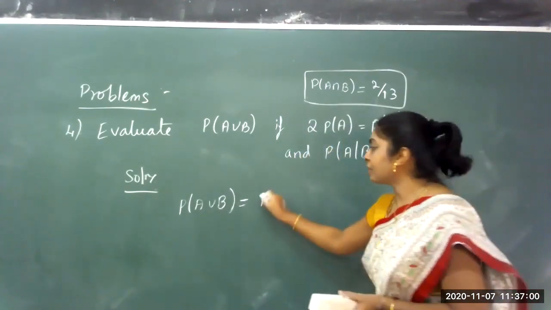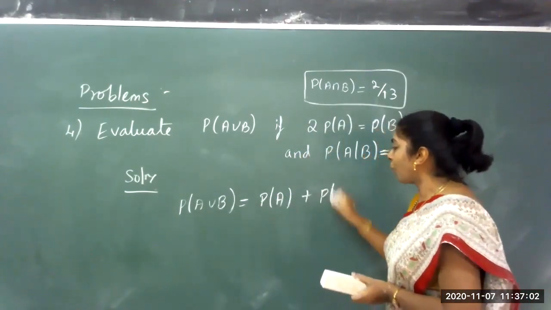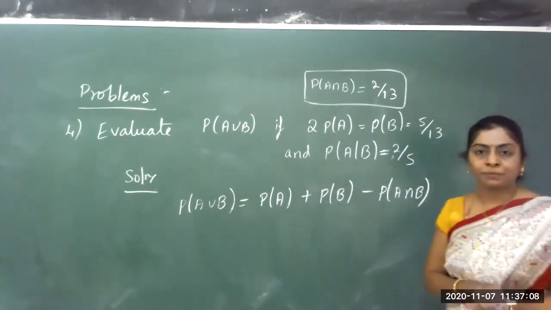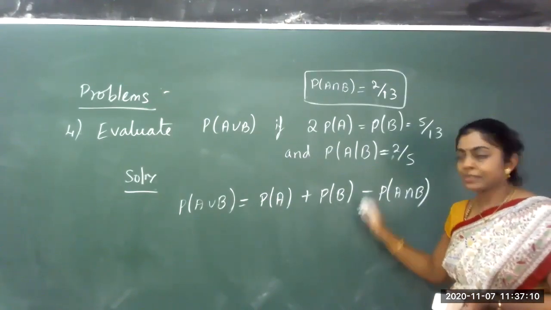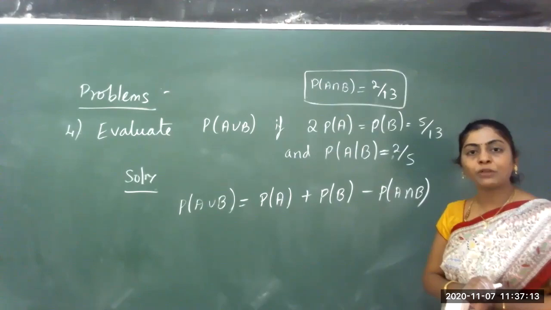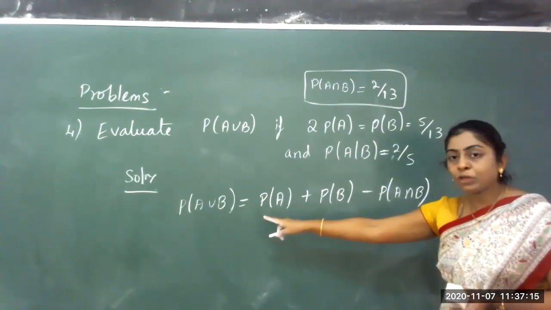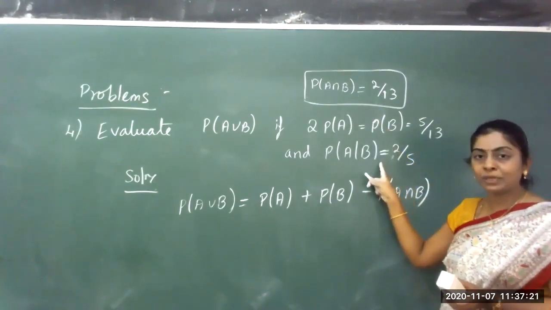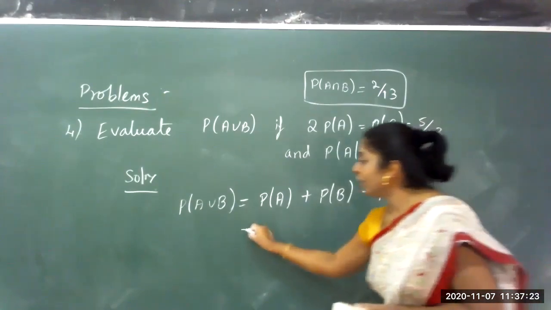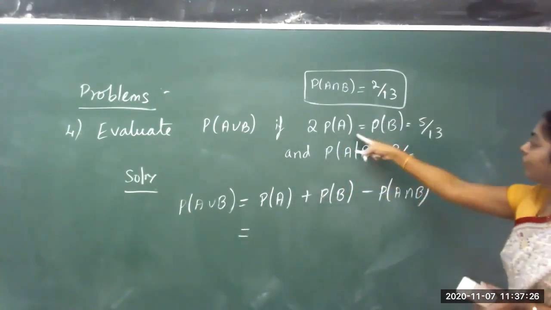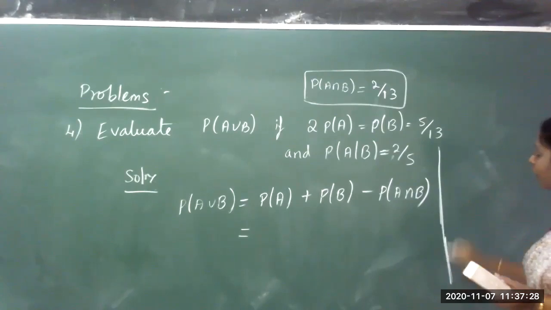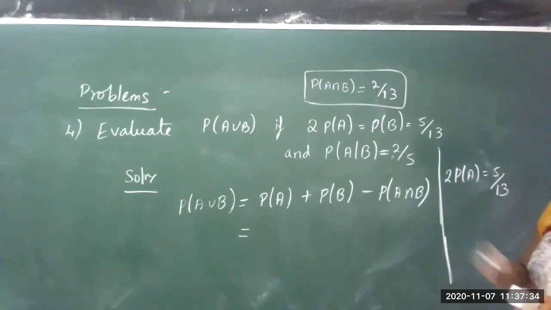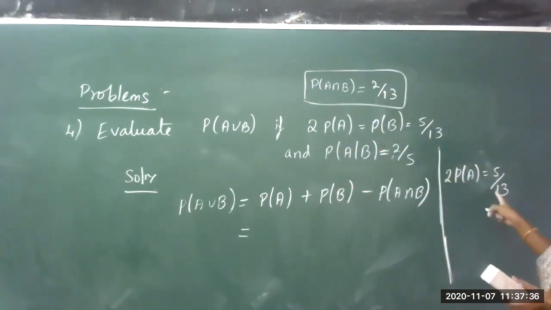What is the definition for this? Probability of A plus probability of B minus probability of A intersection B. Using this, I'll try to find the value of the probability of A union B. Since the probability of A union B requires an intersection, I found that first using the conditional probability definition. Now I try to use the probability of A. Given in the data, 2 times the probability of A is 5 by 30.